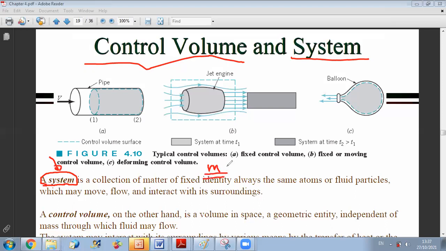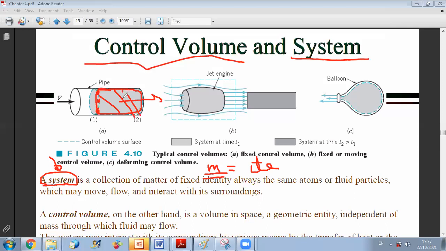Okay, so m is constant. When I consider a system, the mass cannot change because I consider certain particles. Let's say, consider for example flow over a pipe. Let's say I am interested in particles occupying this volume at a certain time. If I follow with time what will happen with these particles, they will move through the pipe system.